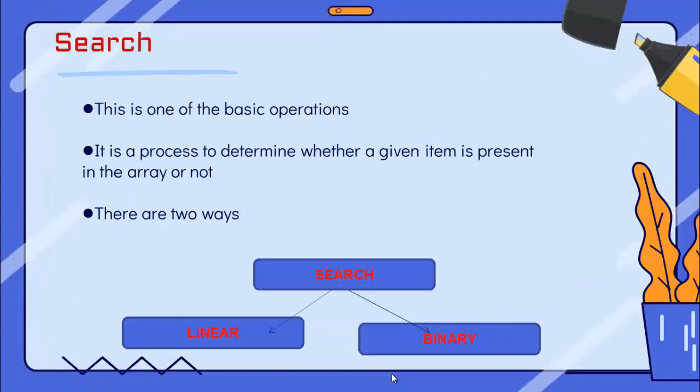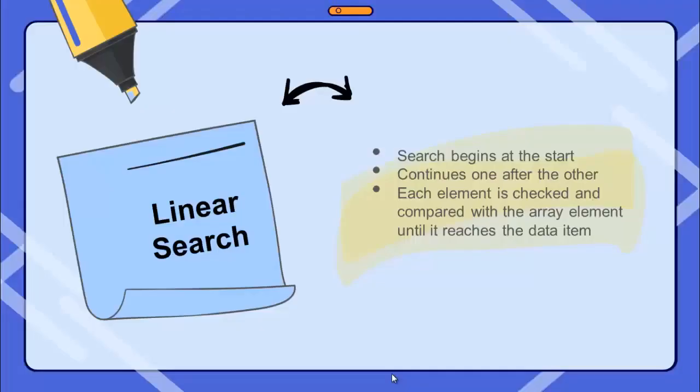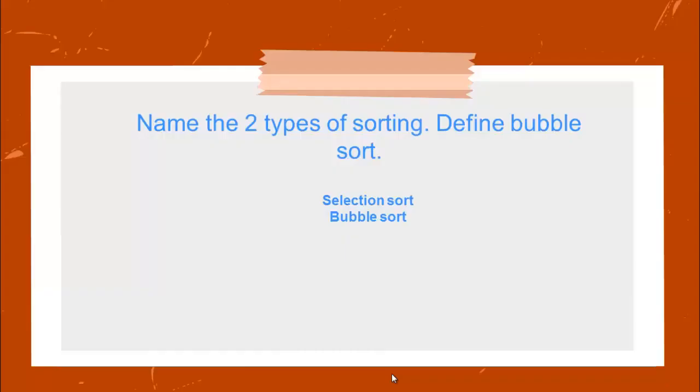Searching in arrays. Searching is one of the basic operations in an array. It is a process to determine whether a given item is present in the array or not. There are two ways of searching: linear search and binary search. In linear search, the search starts at the start and continues one after the other, each element being checked and compared with the array element until it reaches the data item.